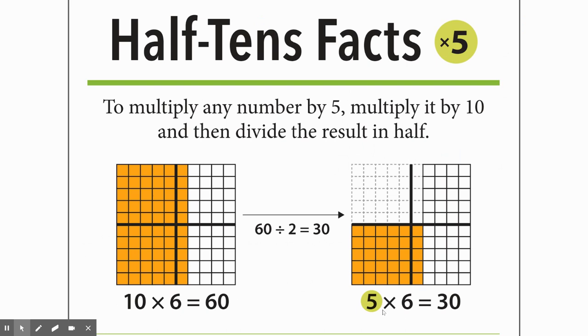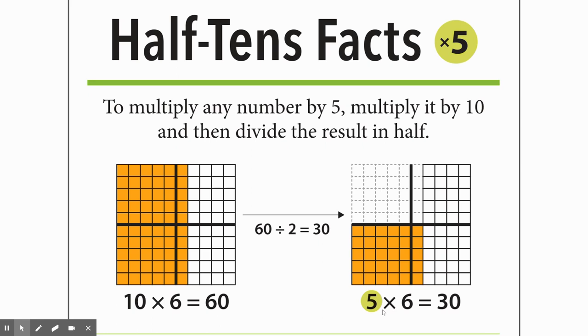All right, so let's talk about what we can use that we're already fairly good at to figure out our times 6 facts. We're going to be thinking about what we know about times 5. For some of us, when we figure out times 5 facts, we use the half tens facts strategy. If I'm multiplying a number by 5, I can just multiply it by 10 because that's pretty easy for us, and then split that in half because 5 is half of 10.